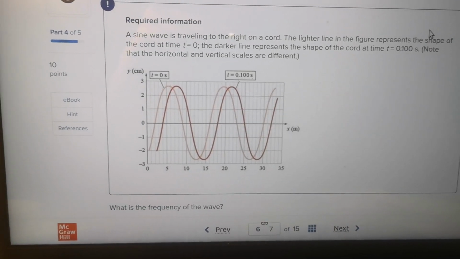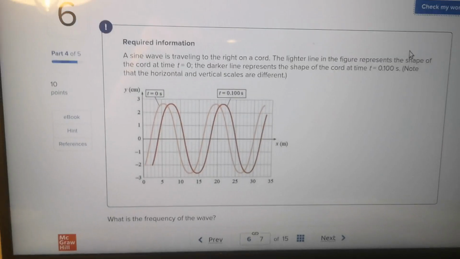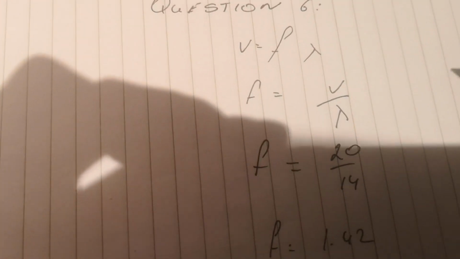So it's asking us to find the frequency of the wave. There's a formula for that, and we've already calculated the velocity and the wavelength, so you can just put it in and get 1.42, and the unit of frequency is, of course, hertz. So don't forget hertz, because you might get, like me, marked down.